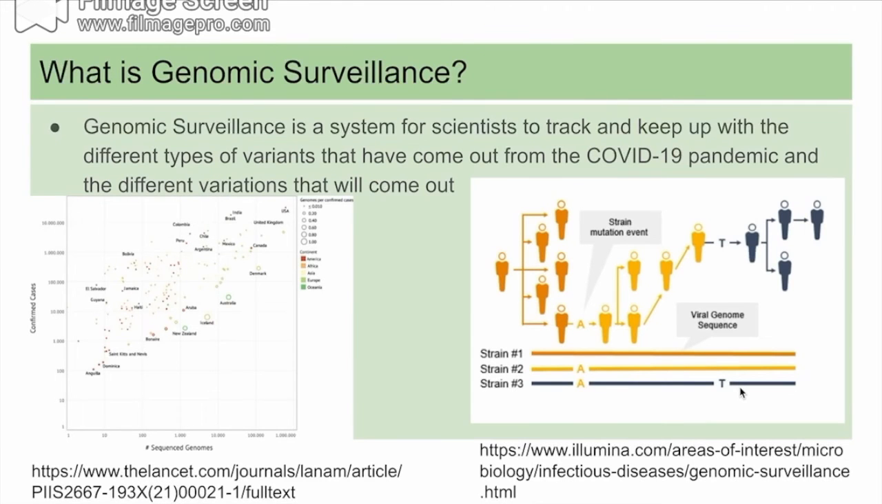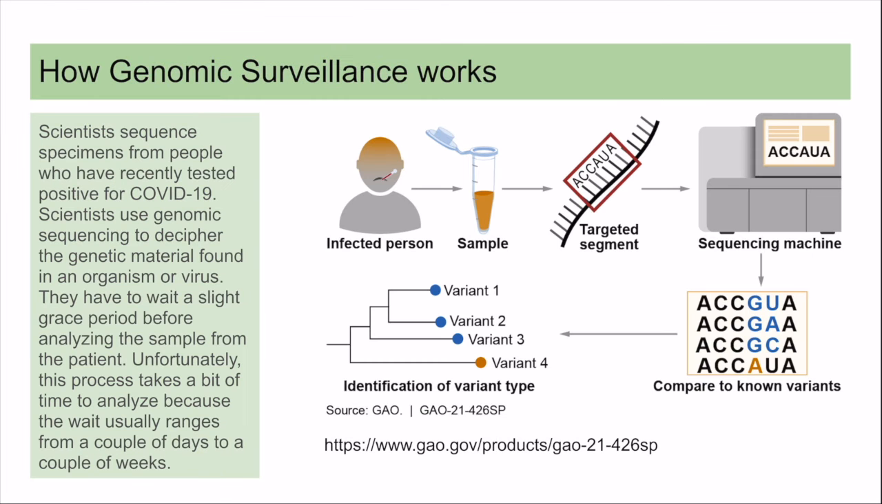What is genomic surveillance? Genomic surveillance is a system for scientists to track and keep up with the different types of variants that have come out from the COVID-19 pandemic and the different variations that will come out. How genomic surveillance works. Scientists sequence specimens from people who have recently tested positive for COVID-19. Scientists use genomic sequencing to decipher the genetic material found in an organism or virus, and they have to wait a slight grace period before analyzing the sample from the patient.